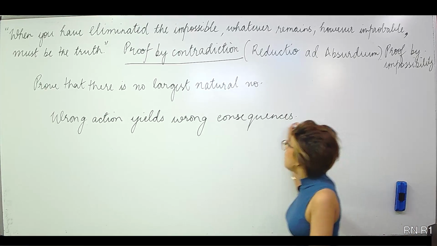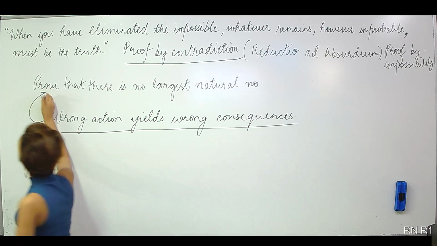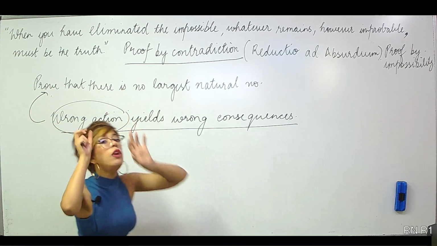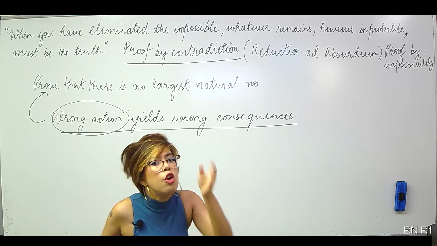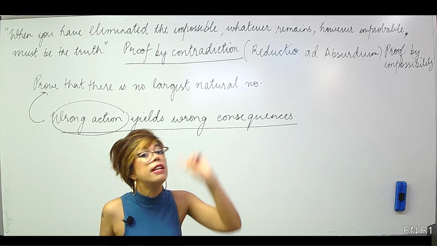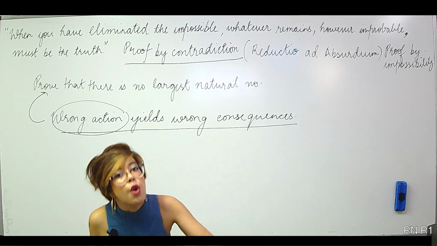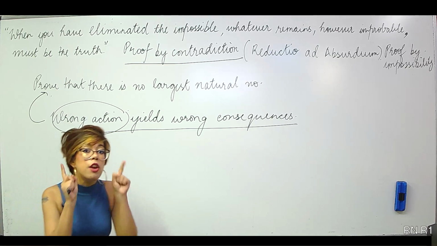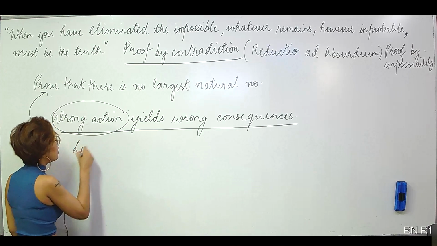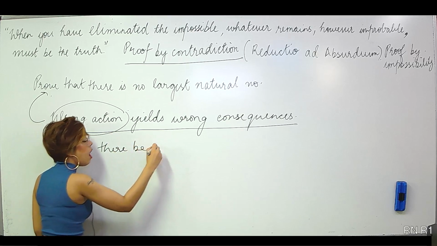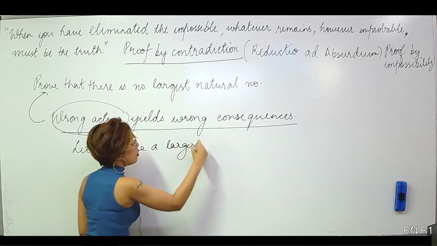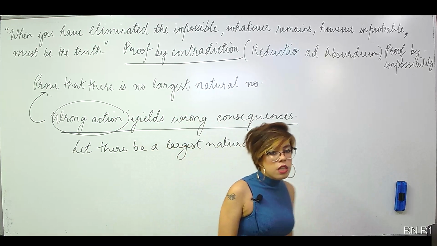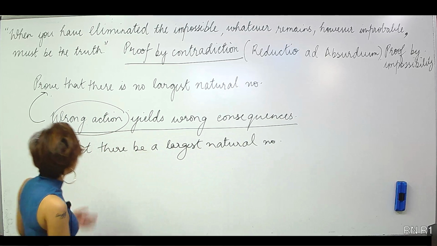In fact, we'll apply this statement in this question. Now, we'll start with wrong action, right? I need to prove that there is no largest natural number. Now, the wrong action in this case would be, I need to prove there is no largest one, right? The wrong action would be that there is the largest natural number. For my wrong action, I will take, let there be a largest natural number. Right? So there is the largest natural number. Let me name it to be, say, n.